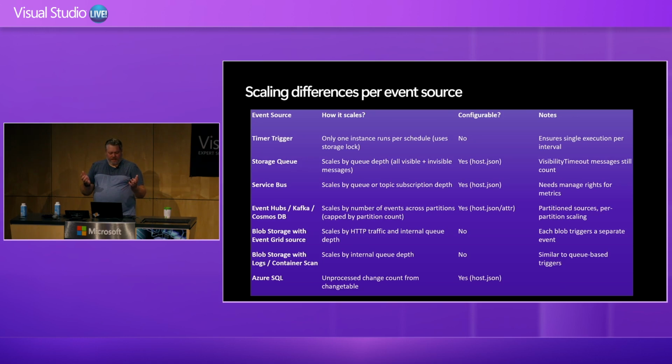And then with Azure SQL, it's unprocessed change count that we look at, kind of like Cosmos as well. So any new blob, any new documents, there's a change feed that happens there. And we just implemented the same for Azure SQL, for the number of unprocessed change count numbers from the change table. And that's how the platform determines how to scale.